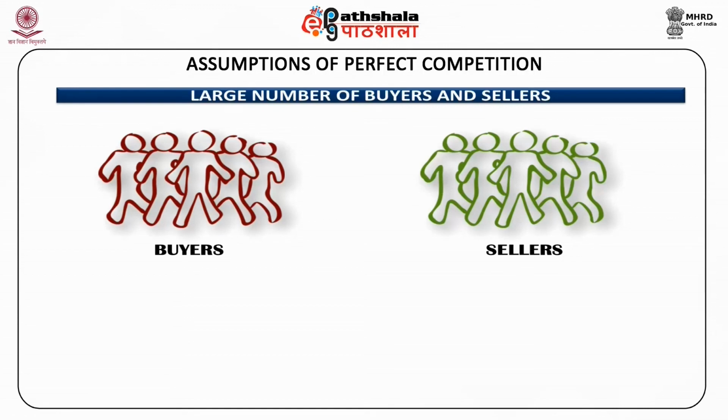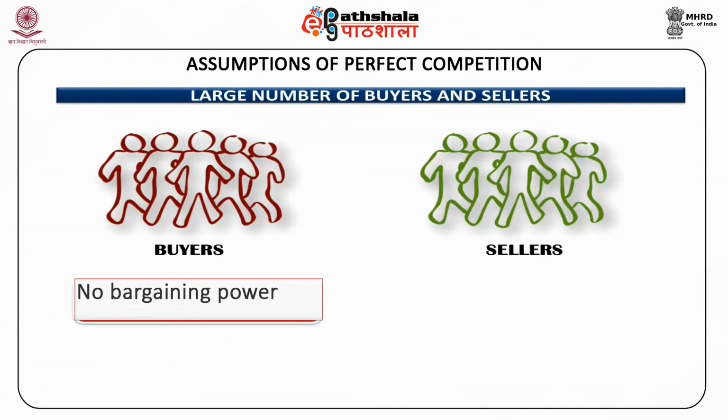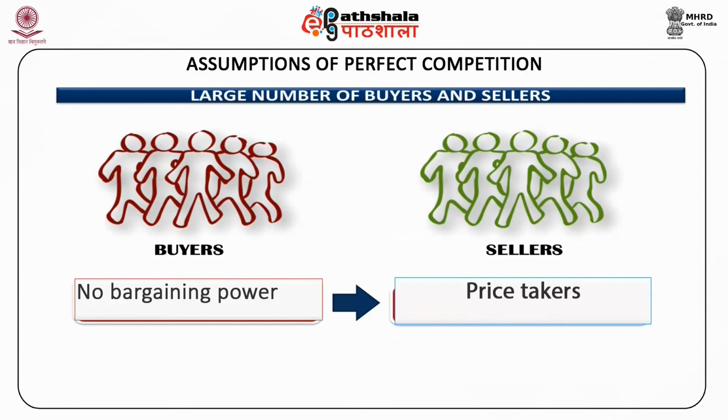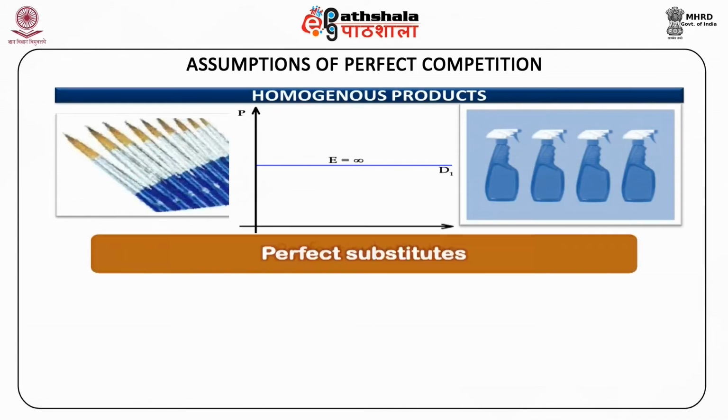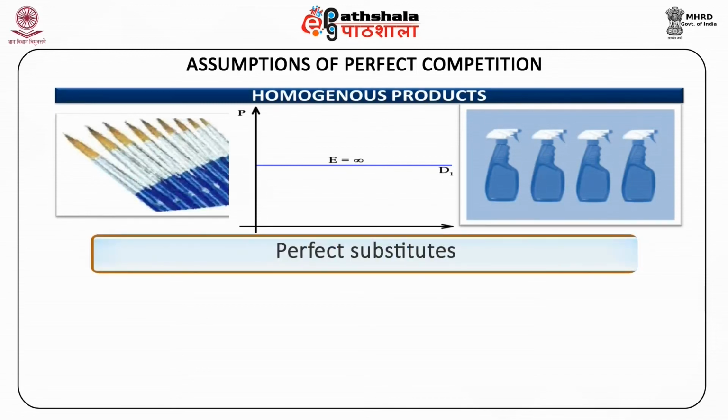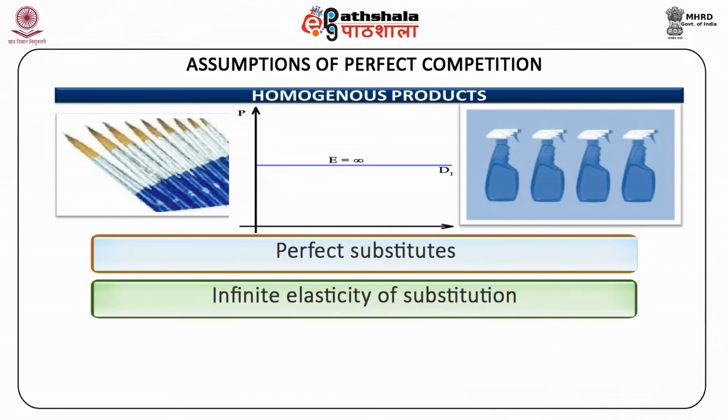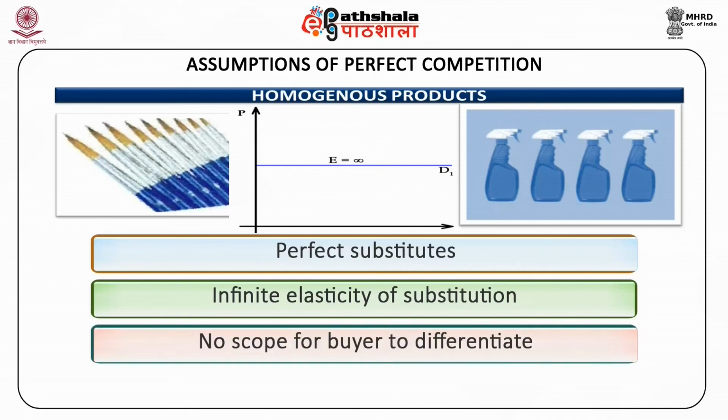Therefore, individual buyers and sellers have no bargaining power, and hence they are called price takers and not price makers. The next assumption is homogeneous products. In perfect competition market structure, products are exactly identical in all the firms throughout the industry, and hence they are homogeneous and perfect substitutes of each other with infinite elasticity of substitution.